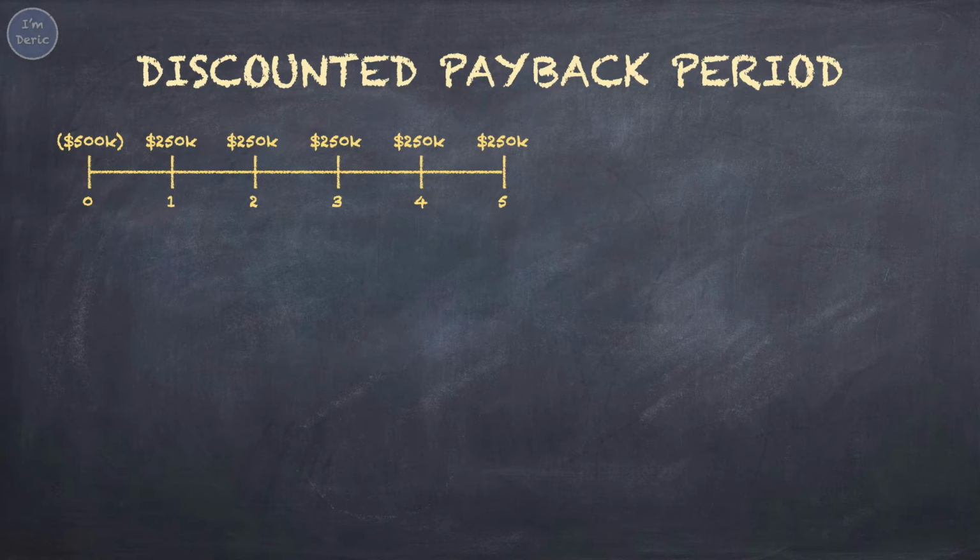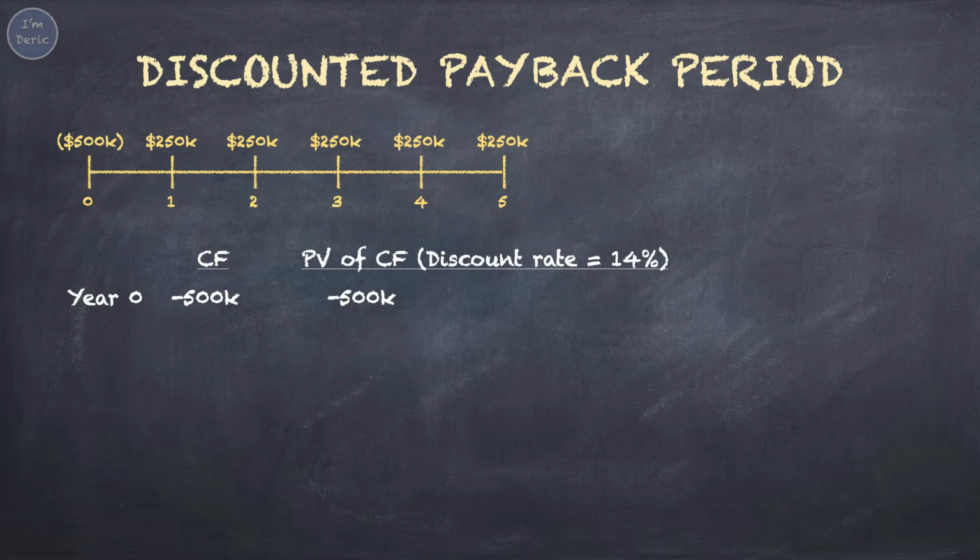The initial investment is $500,000, and then from year 1 to year 5, you're gonna receive $250,000 each year. To calculate the discounted payback period, you may follow this format that I'm gonna show you. In the first row, which is year 0, you simply need to write down negative $500K for the cash flow. In year 0, there is no need to apply any discount rate, so for the PV of the year 0 cash flow, you again write negative $500K.